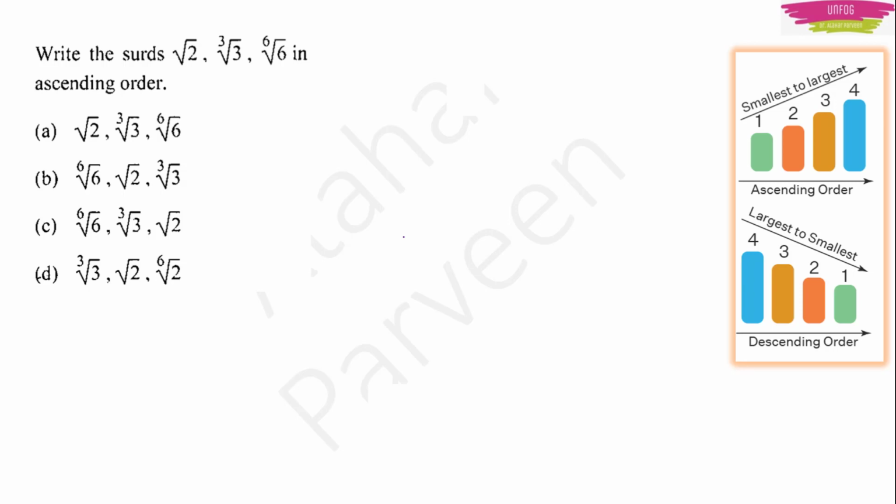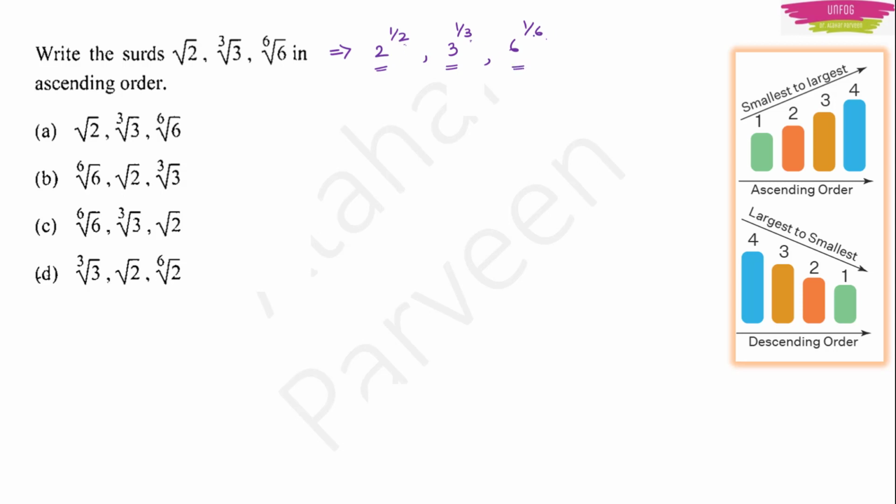Now coming back to the problem. By seeing this problem only, I can say that I can write square root of 2 like this, 2 to the power 1 by 2, and cube root of 3 I can write like this, 3 to the power 1 by 3, and sixth root of 6 I can write like this, 6 to the power 1 by 6. Correct. Now what is the order of each surd? Order of 2 is 2 only because it is square root of 2. Order of 3 is 3, and the order of this surd is 6.